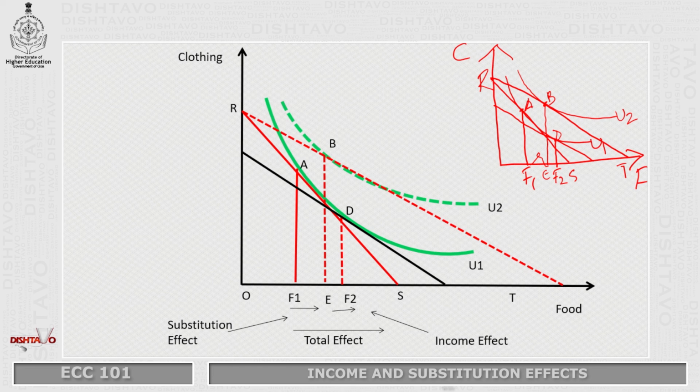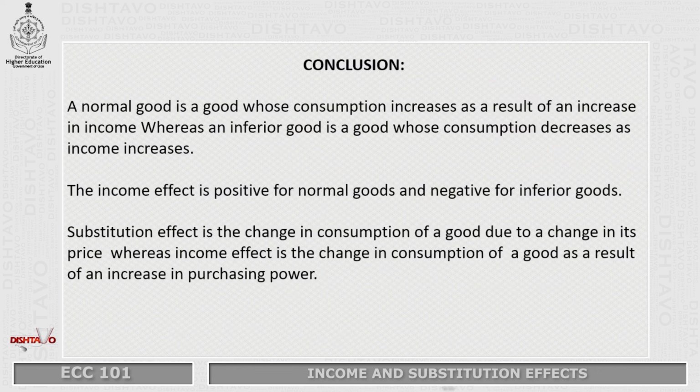So even in case of inferior commodities, in this case, since the substitution effect is greater than your income effect, consumers will buy more of food when the price of food has fallen, even though the food is the inferior commodity. Why? Because substitution effect is greater or stronger than the income effect. So this is with regards to your inferior commodities.